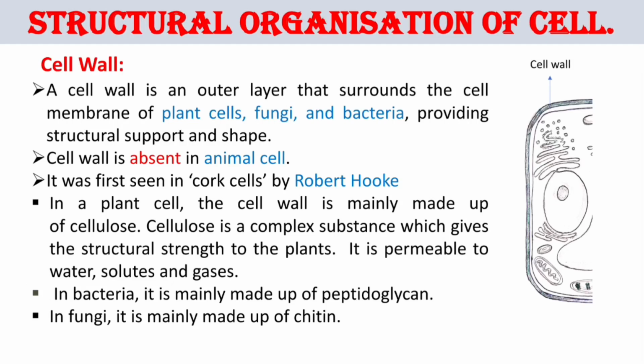We have already discussed that the cell wall is present only in plant cells, fungi and bacteria. In a plant cell, the cell wall is mainly made up of cellulose, a complex substance which gives structural strength to the plants, and it is permeable to water, solutes and gases. In bacteria it is made up of peptidoglycan, and in fungi it is made up of chitin.